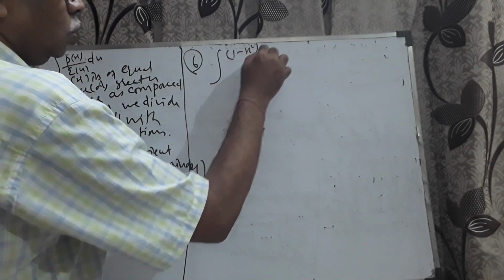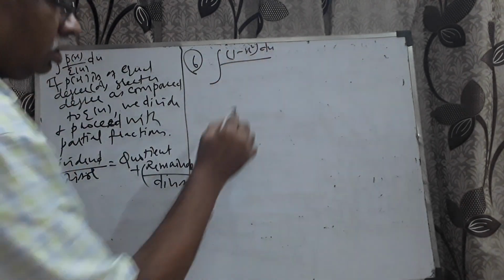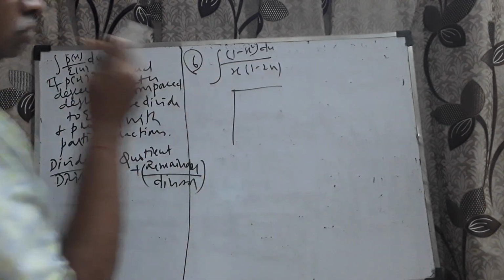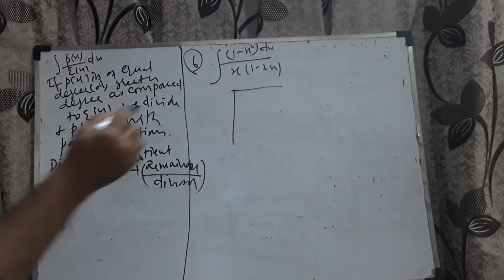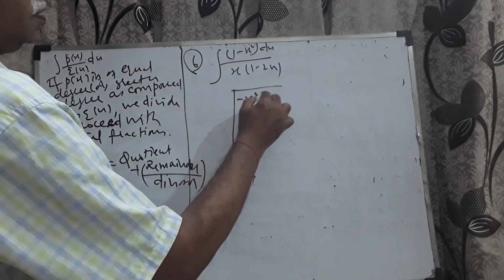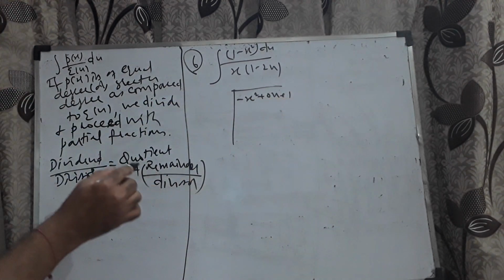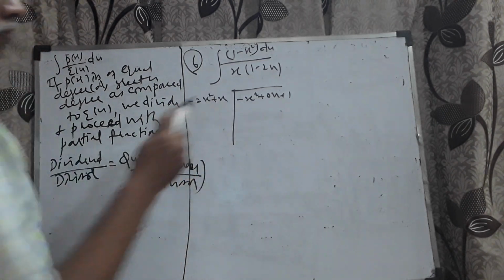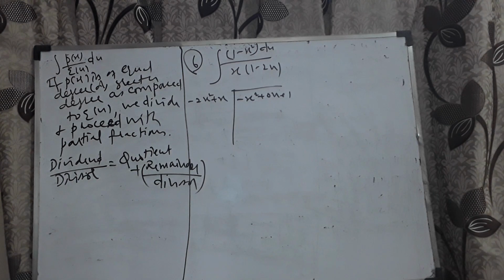1 minus x square dx divided by x into 1 minus 2x. Now actually the quantity being divided is minus x square plus 0x plus 1. This will be minus 2x square plus x.